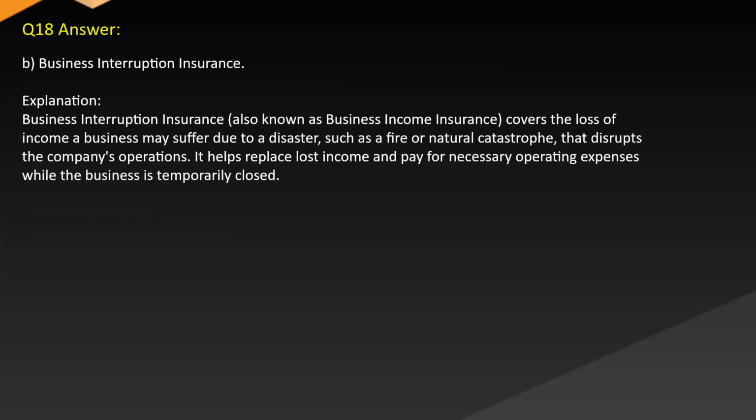Answer: B. Business interruption insurance. Explanation: business interruption insurance, also known as business income insurance, covers the loss of income a business may suffer due to a disaster such as a fire or natural catastrophe that disrupts the company's operations. It helps replace lost income and pay for necessary operating expenses while the business is temporarily closed.